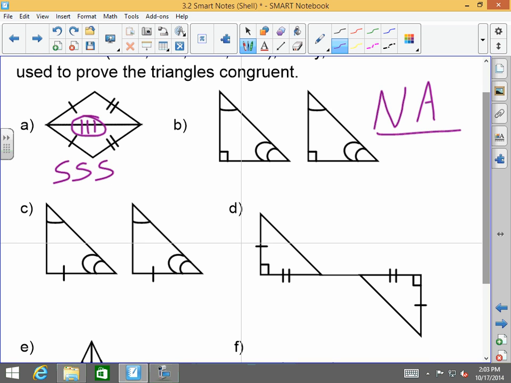Now, how about C? How about C, guys? What can we do here? Yes, sir. No, this is not angle, side, angle.